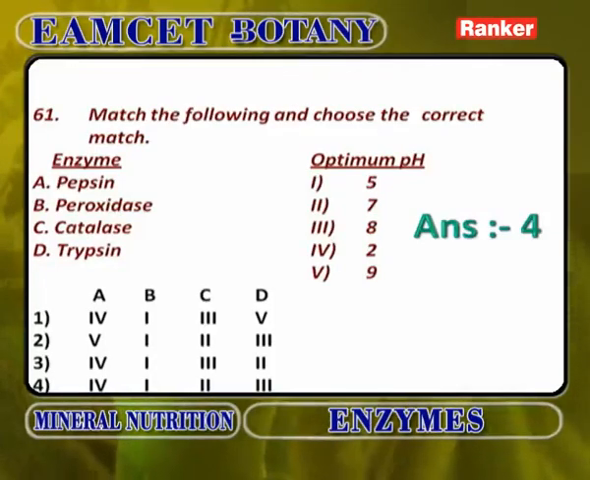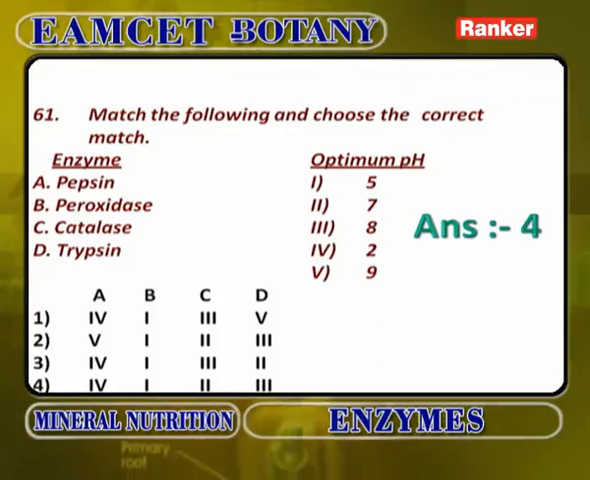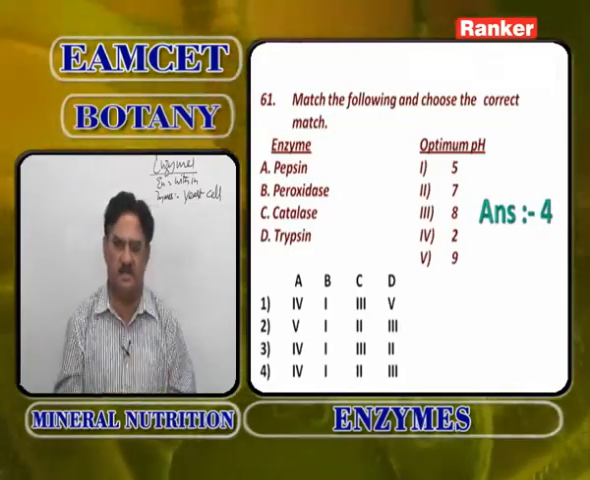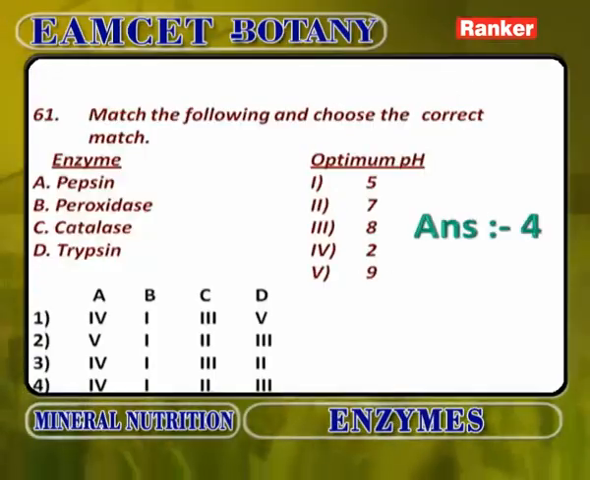Pepsin 4, 2. Peroxidase 5, 1. Catalase 7, 2. Trypsin 8, 3. So, A4, B1, C2, D3. So these are all sensitivity to pH, means at that pH they show maximum activity. For pepsin it is 2, for peroxidase it is 5, for amylase, urease, catalase, for all the 3 it is 7, and for trypsin it is 8. So for this question answer is 4.